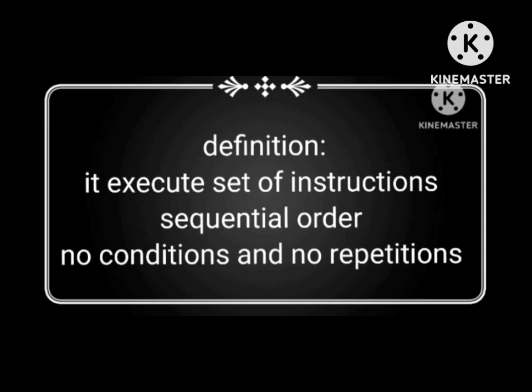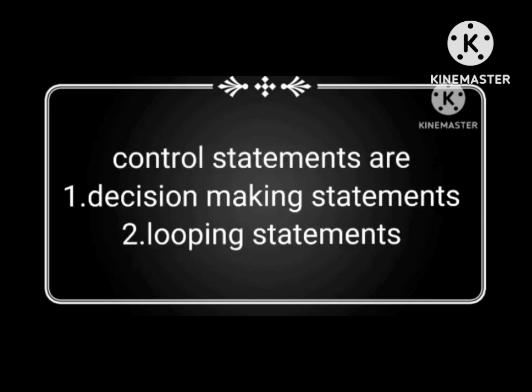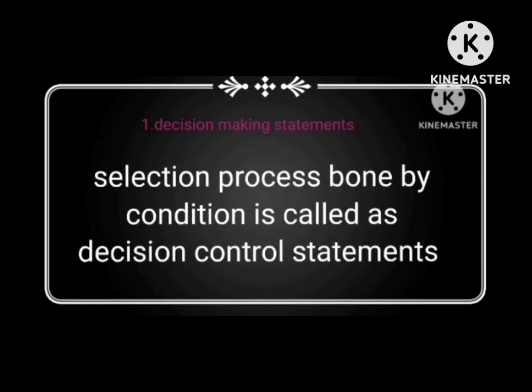We use control statements in C language. Control statements are classified into two types. They are decision making statements and looping statements. Decision making statements: the decision process done by condition is called decision making statements or branching control statements.